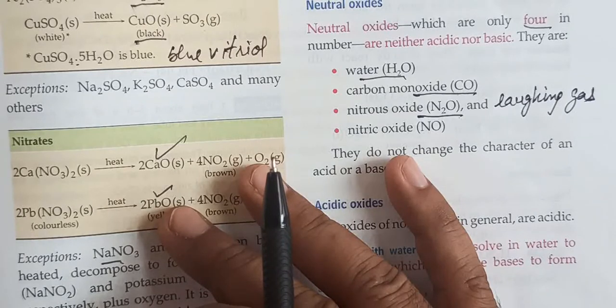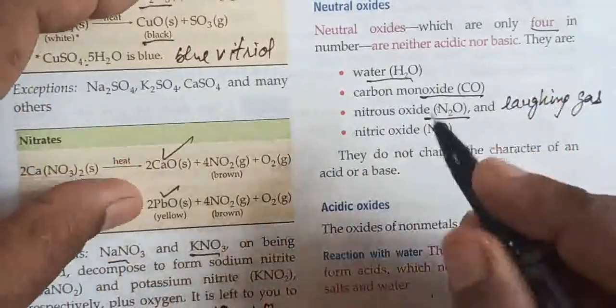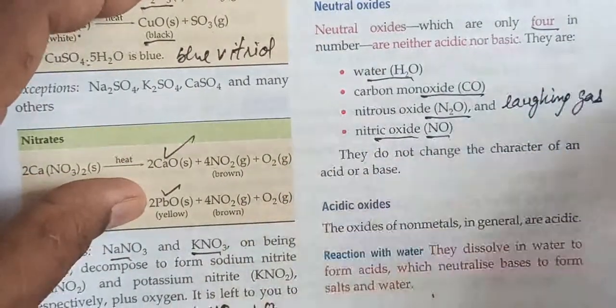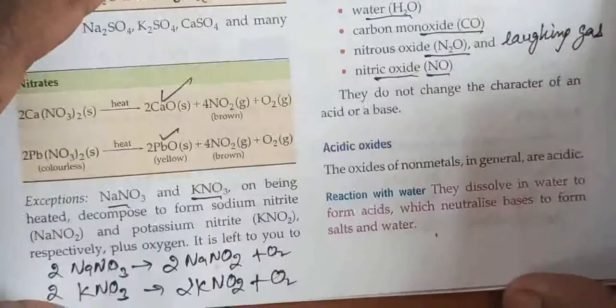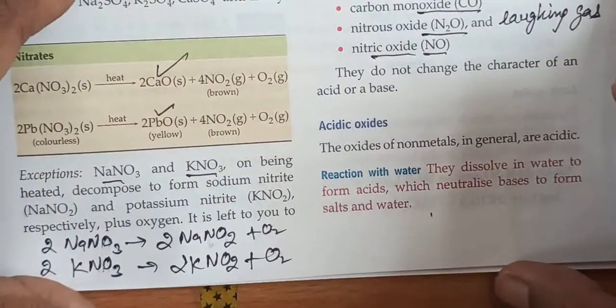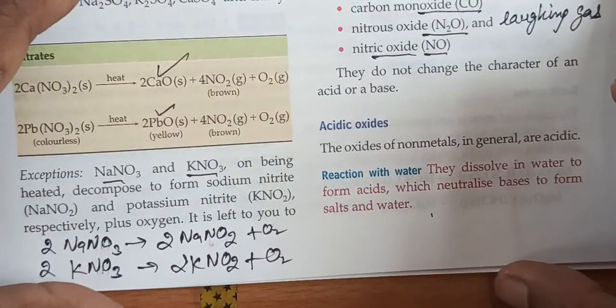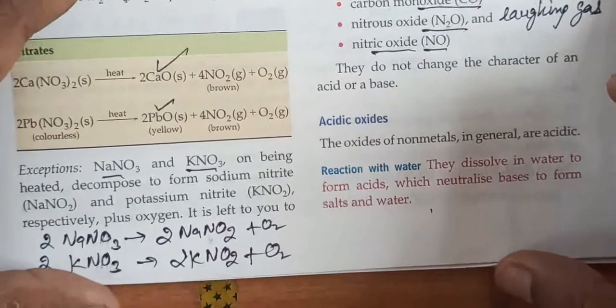If somebody is having an open mouth, what can we say? Laughing. So in that sense it is called laughing gas. Nitric oxide, NO. So four neutral oxides are there, and they do not react with acid or base, right? Normally they do not react.